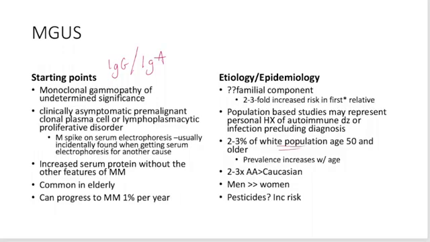Prevalence increases with age. It actually presents 2 to 3 times more in the African American community than the Caucasian when they're younger. Once we're age 50 and older, then it increases in the white population. It is more common in men than women.